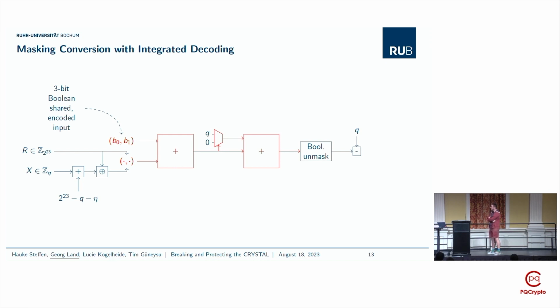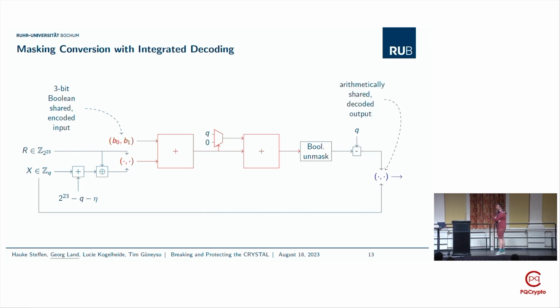secret key coefficient. So at this point, we have effectively 3 shares. So we can just combine 2 of them. Then for correctness reasons, we have to negate this. And combined with this x, we have an arithmetically shared decoded output. And that's the idea.